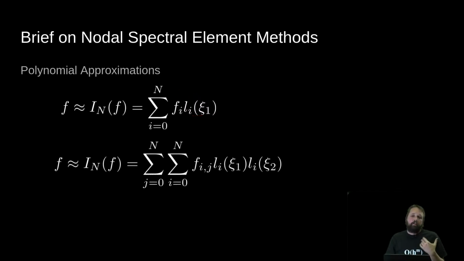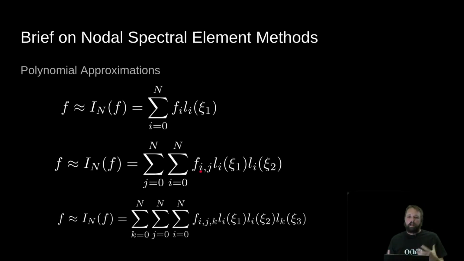Now, if you want to go to 2D in Self, what we essentially do is just do tensor products of spatial dimensions. So you basically just add another summation here out front, add another Lagrange interpolator out here. This really should be an L sub j, not an L sub i. And then now you've got the nodal points on the 2D grid within each element. And in 3D, you can just repeat that process, right?